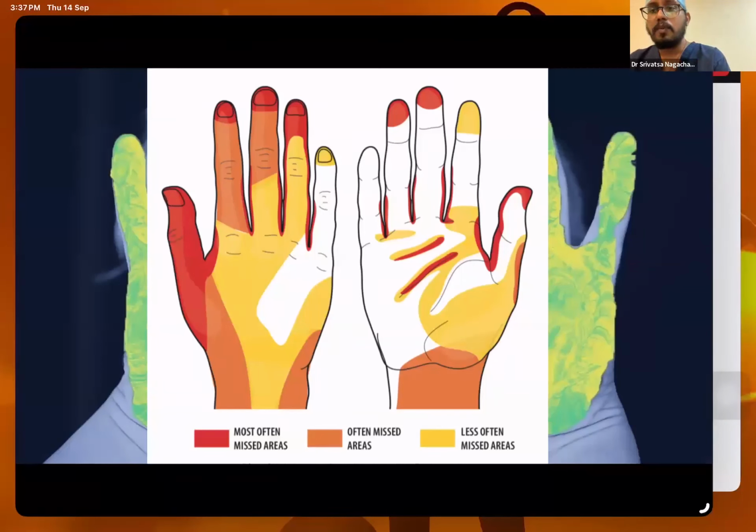Next most commonly missed are the wrist and the fingers, especially the index finger and the middle finger. The least often missed are the palms of the hands and the dorsum of the hands. We do those properly, but most of the time we forget our thumb and the tips.